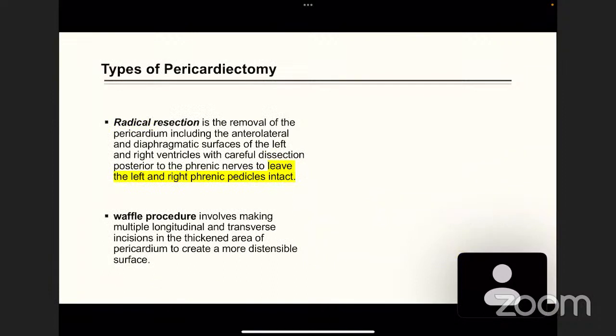The other two types, we have radical resection, which is known as phrenic nerve to phrenic nerve. So it's basically the removal of the pericardium, including the anterior lateral and diaphragmatic surface of the left and the right ventricle, with careful dissection around the posterior portion of the phrenic nerve, leaving it as an intact pedicle. The Waffle procedure involves making multiple longitudinal and transverse incisions into the thickened myocardium to make it more distensible.